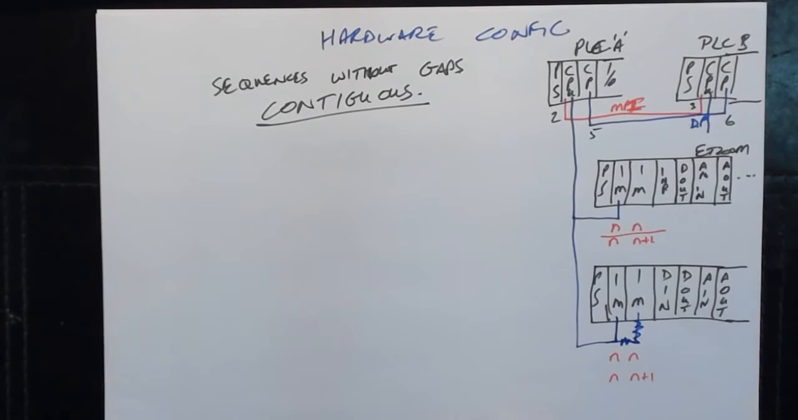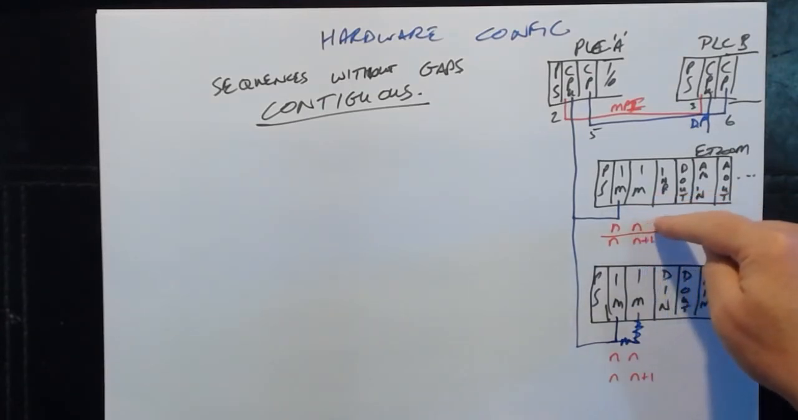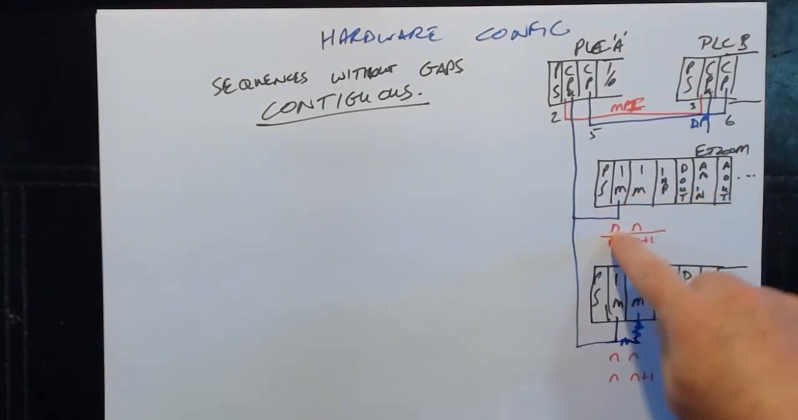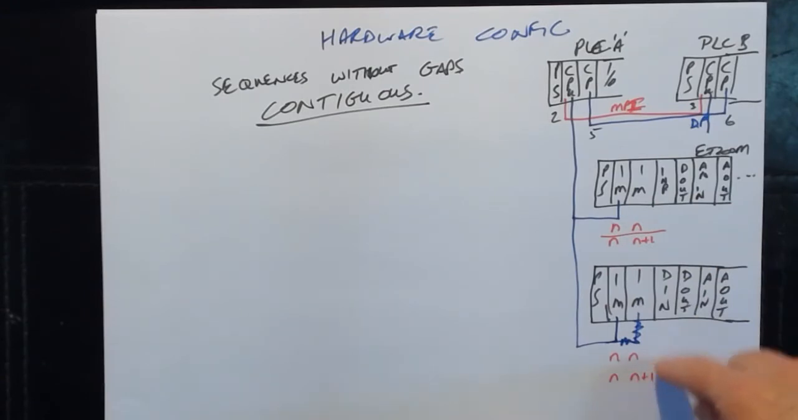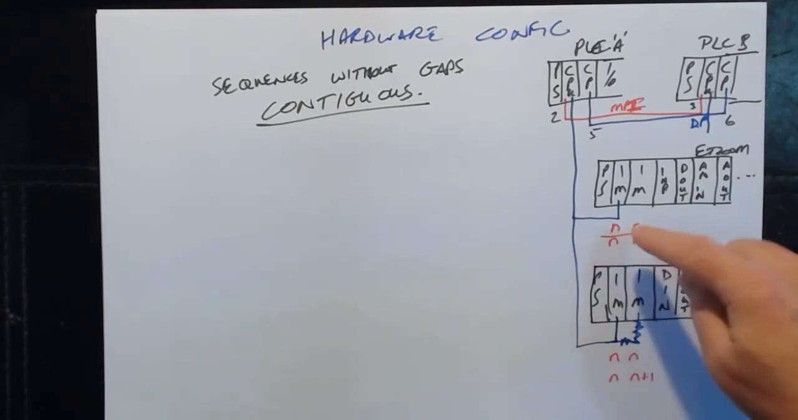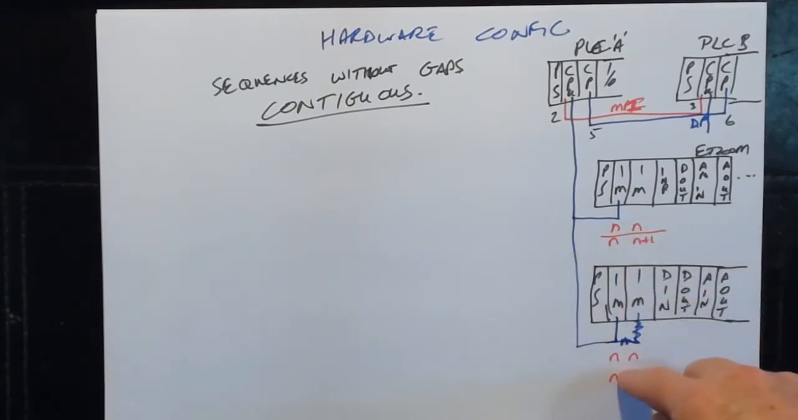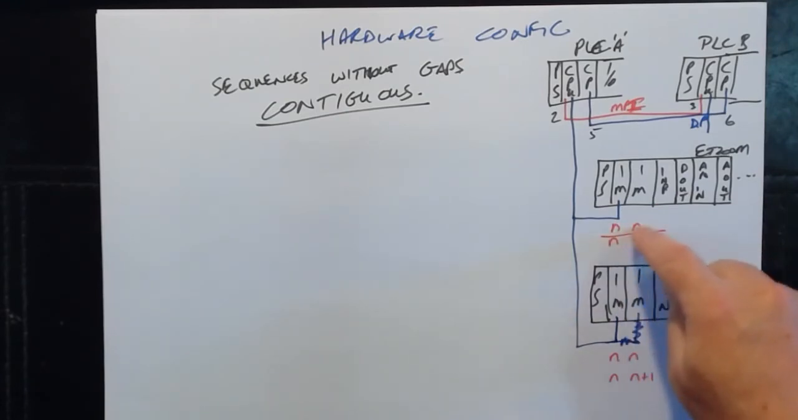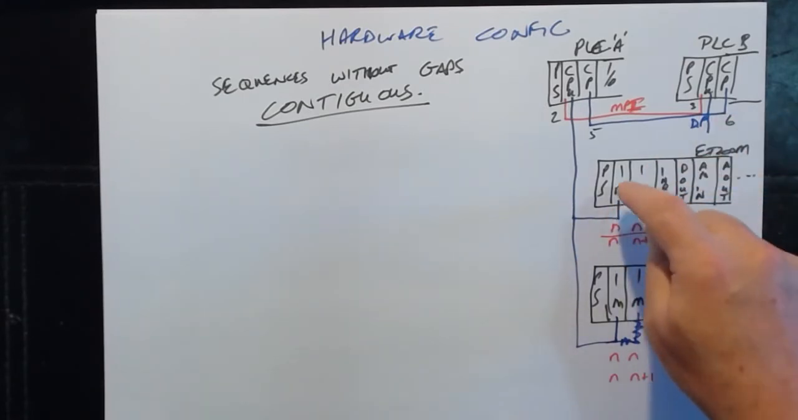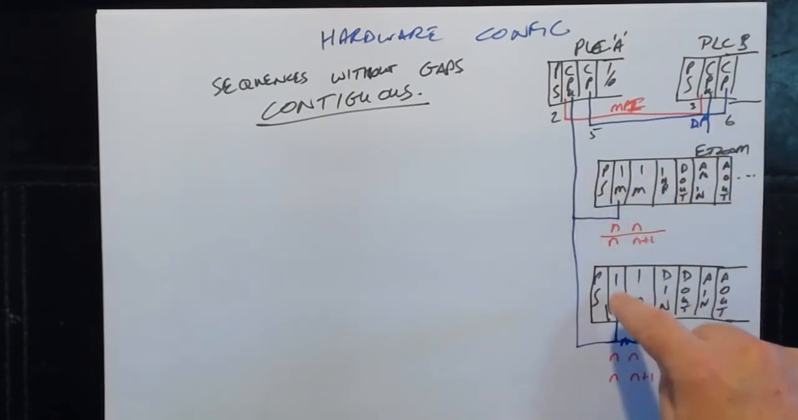All the interface modules, these numbers must be consecutive. So it doesn't matter where they start, but every number after that must be 1 plus 1. If you're going to do NN, and let's say we start here at address 6, then this must be 6, and that must be 6. This must be 7, that must be 7, and the subsequent one is 8 and 8, and so on.